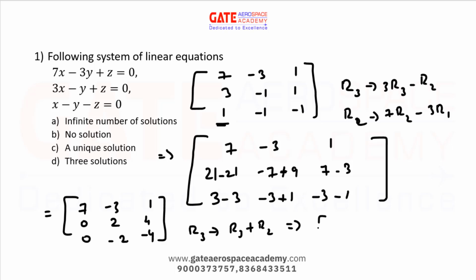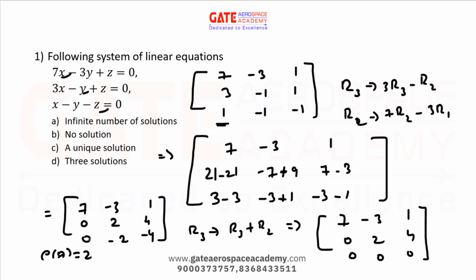So this will be 7 minus 3, 1, 0, 2, 4, 0 plus 0. And this is minus 2 plus 2, 0, minus 4 plus 4, 0. Now if you see by this method also, you can clearly see that the rank of A is equal to 2, but it is less than number of variables. We have X, Y, Z. So 3, right? So here rank of 2 is less than number of variables.